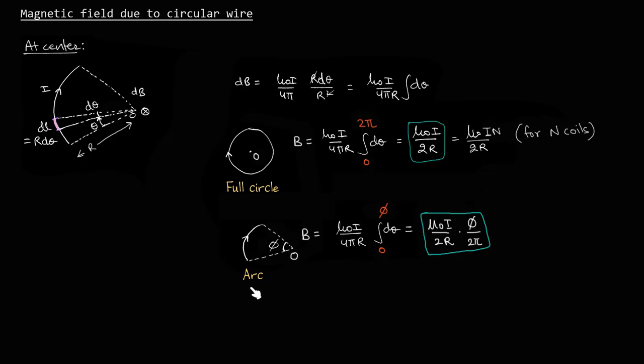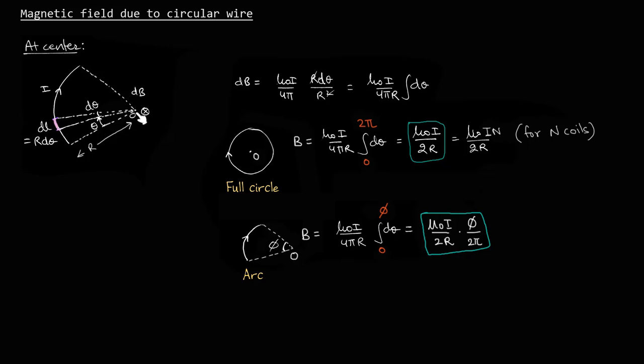Now for an arc where an angle phi is given, limits will be 0 to phi, and our answer will be mu naught I by 2r into phi by 2 pi. So you just remember this mu naught I by 2r, which is for the full circle, and for the part circle, it's just by unitary method, into phi by 2 pi.